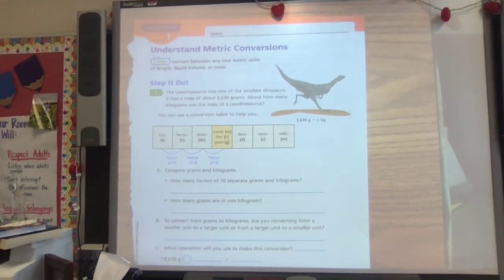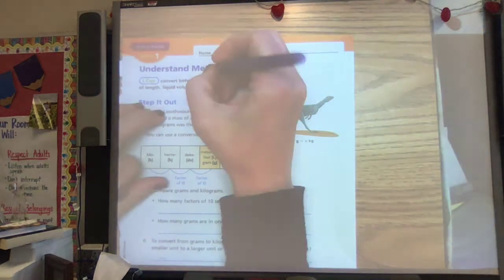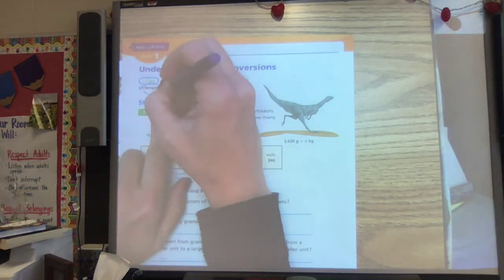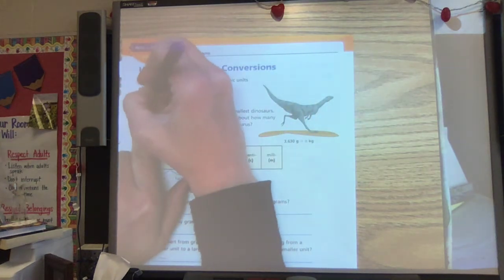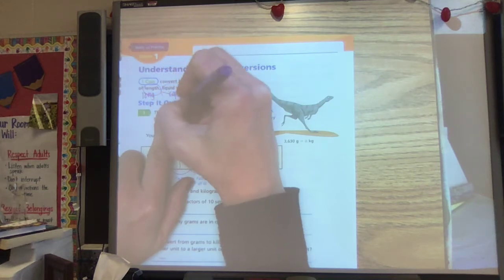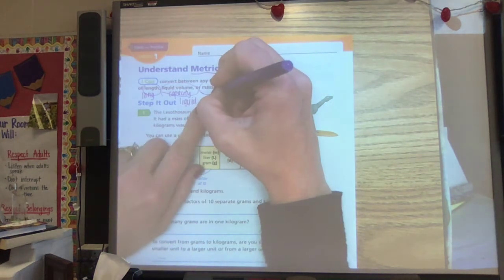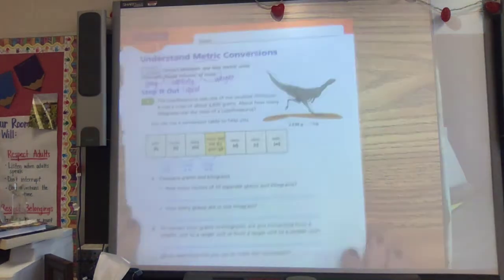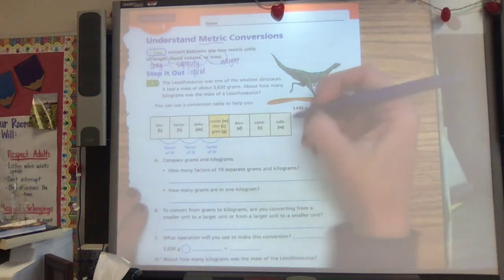Hey boys and girls, today we are going to start converting metric units. So remember, in our conversions we have length, liquid volume, or mass. Length is how long something is, volume is the capacity or liquid measurement, and mass, or when we're doing customary units, weight, is how much mass something has. Okay, so we have this conversion chart that can help us.